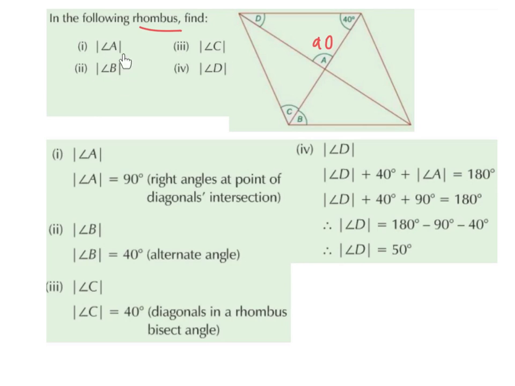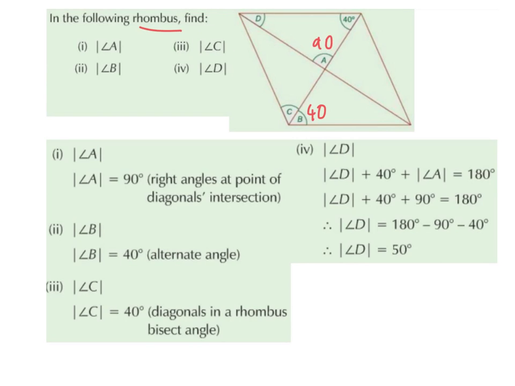Part 2, find angle B. So angle B is over here. Well, angle B is going to be alternate to 40 degrees because we can see it forms a Z shape. So 40 degrees and angle B are alternate to each other, so they're equal. So angle B is going to be 40 degrees. So angle B is 40 degrees because it's an alternate angle.